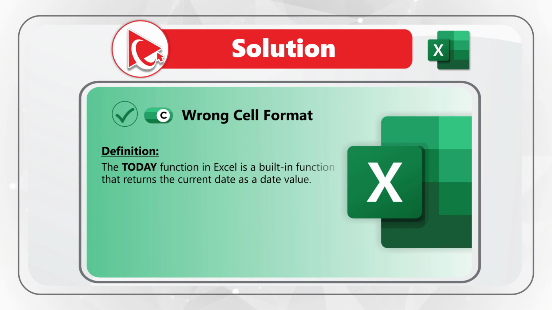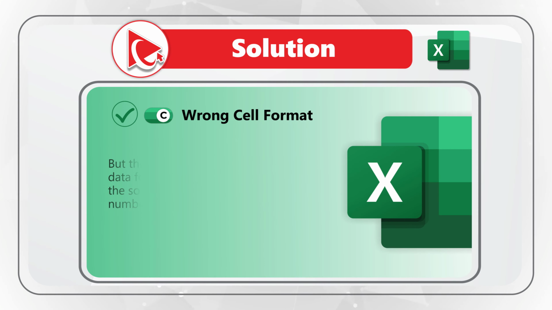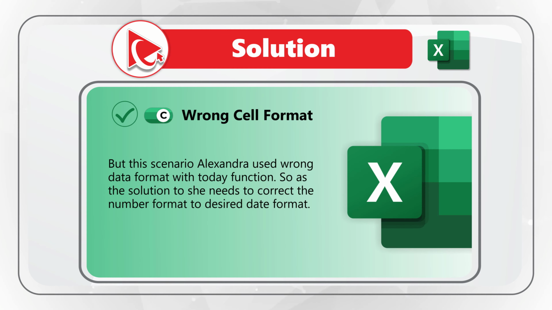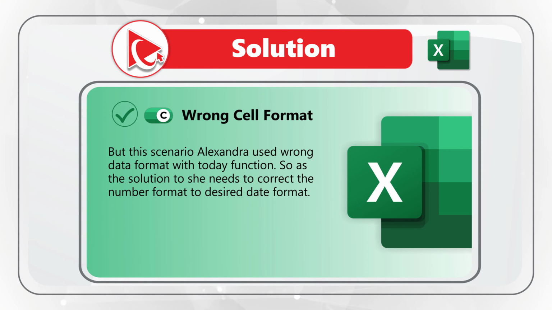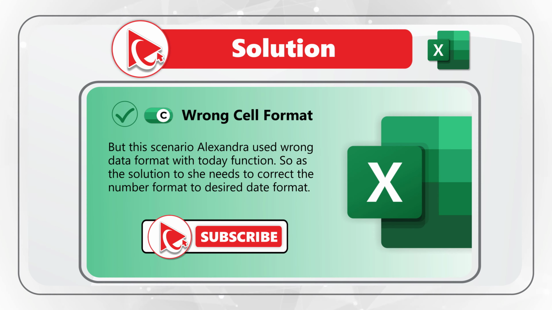The TODAY function in Excel is a built-in function that returns the current date as well as the date value. It's a volatile function, meaning that it recalculates whenever any worksheet containing the function is opened or changed. And this is obviously true because today is changed, and yesterday was a different today than today. So the TODAY function is useful for displaying the current date in a cell. But in this scenario, Alexandra used the wrong data format with the TODAY function. So as the solution, she needs to correct the data format to the desired data format.